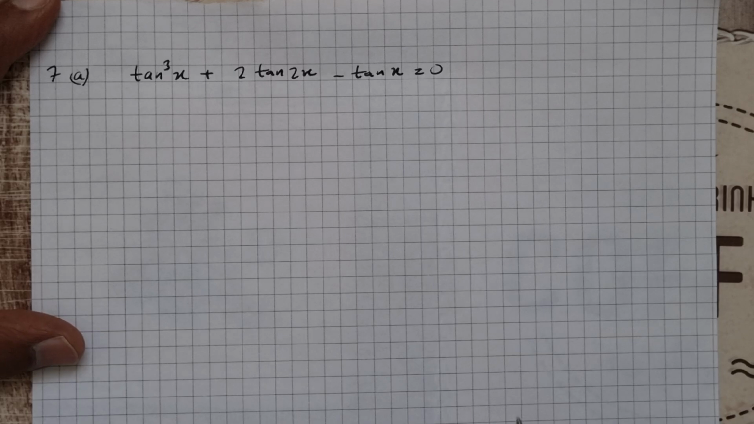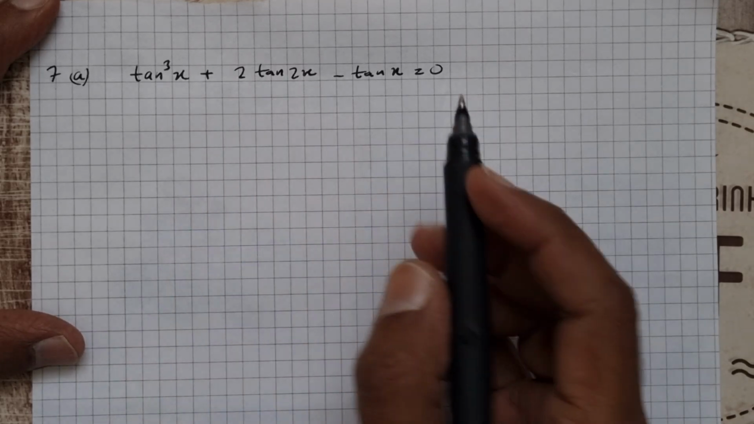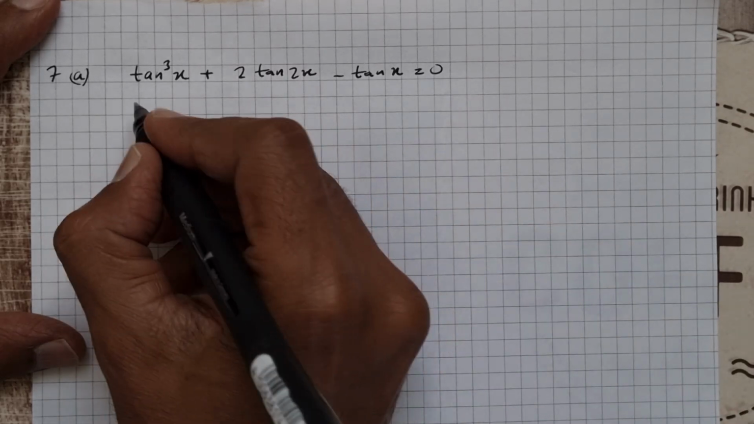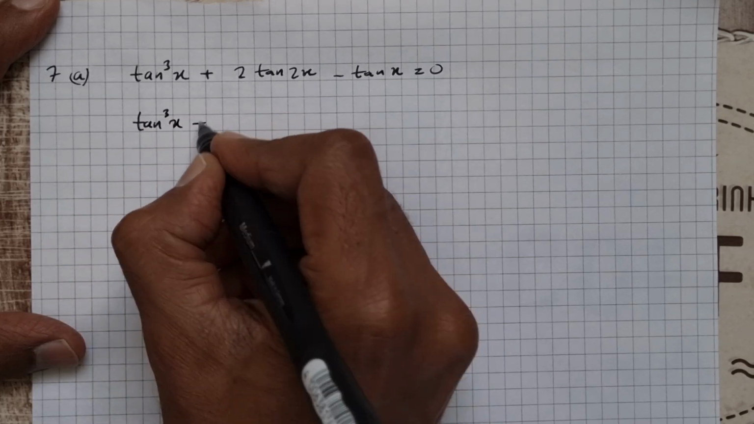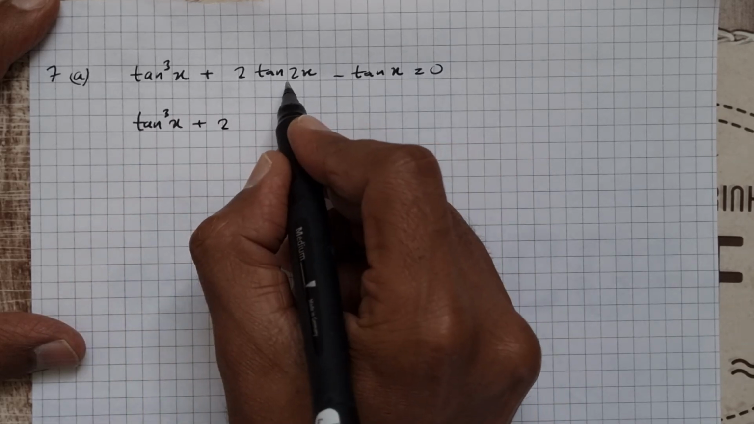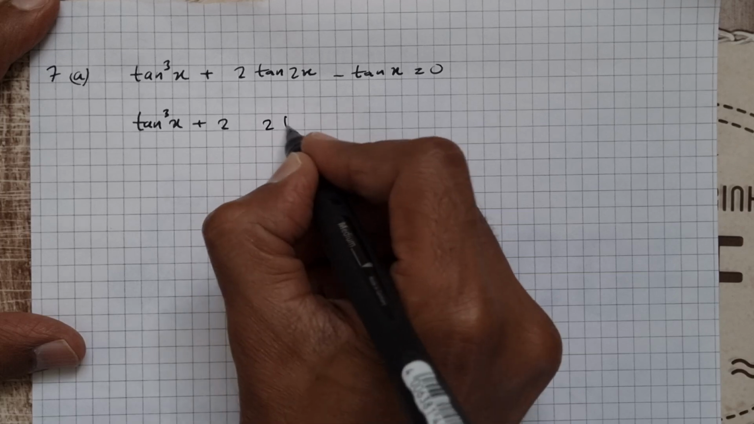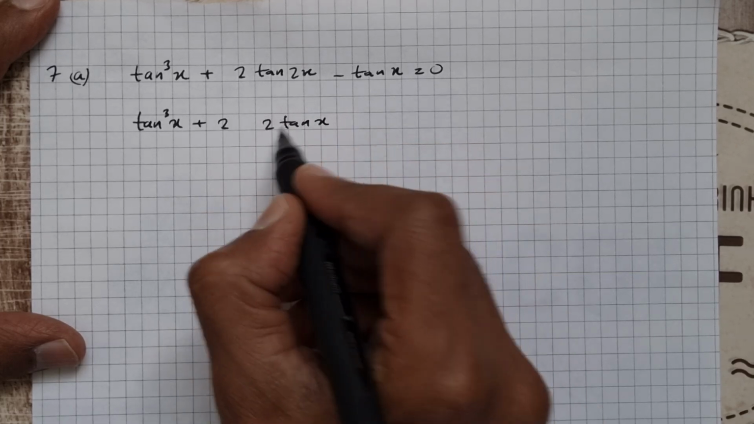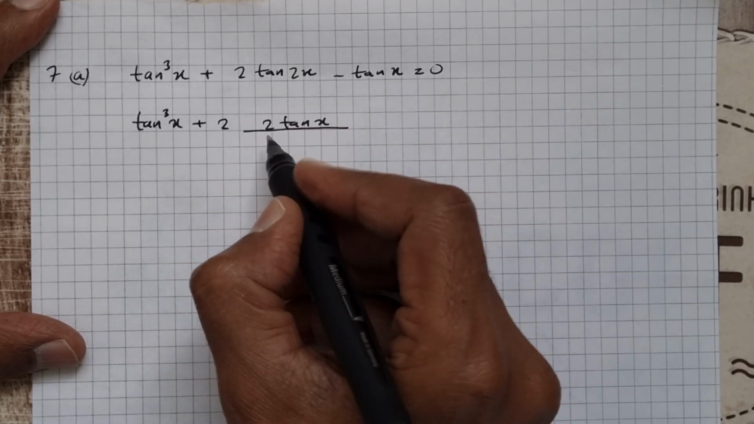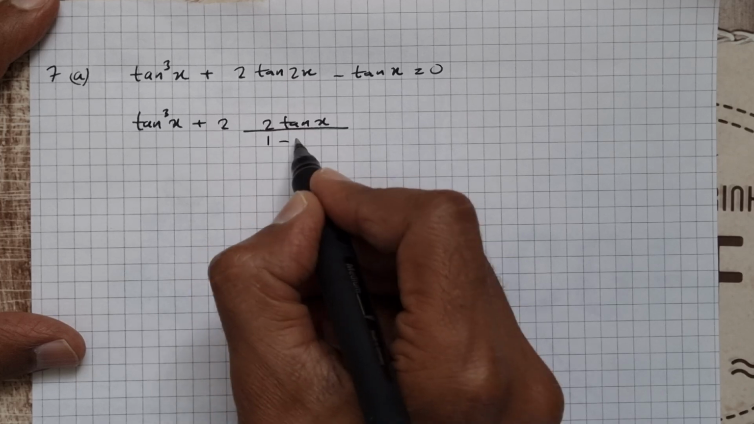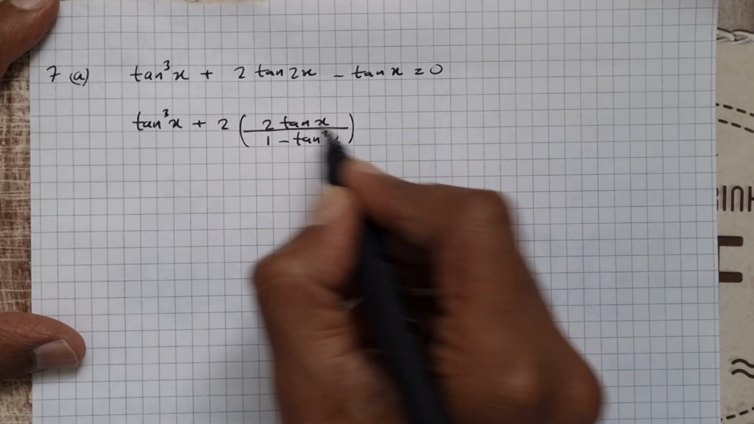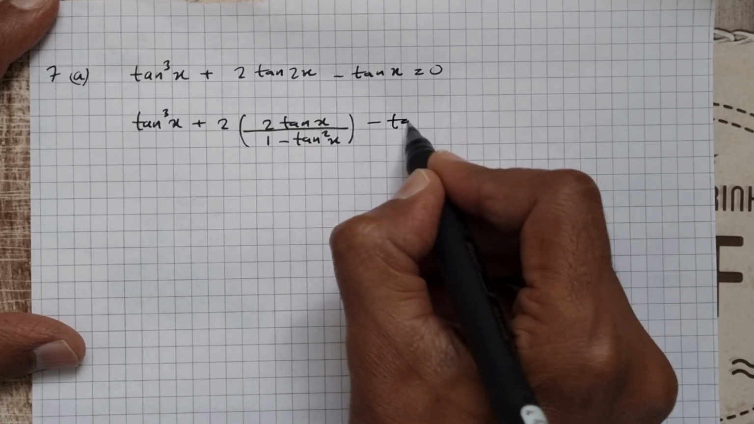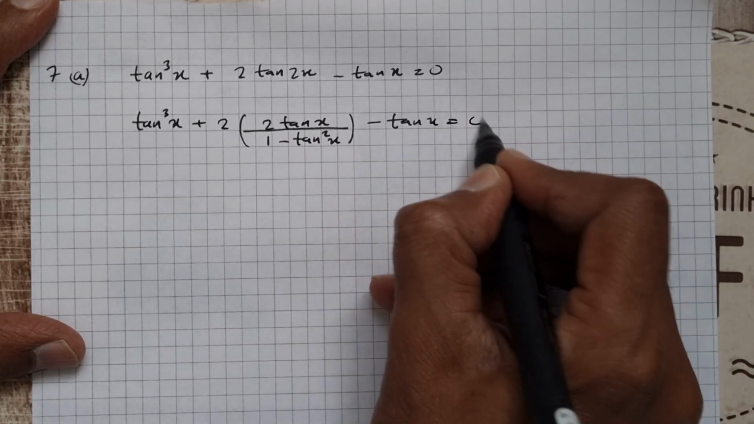So now we are going to go and express this in the form that was required. So what we have is tan cube x plus 2 tan of 2x. You can use the formula from trigonometry, and you've got 2 tan x over 1 minus tan square x, and all of that multiplied by 2 minus tan of x is equal to 0.